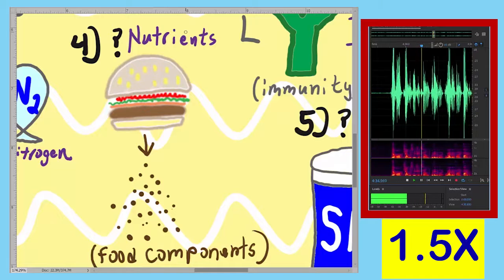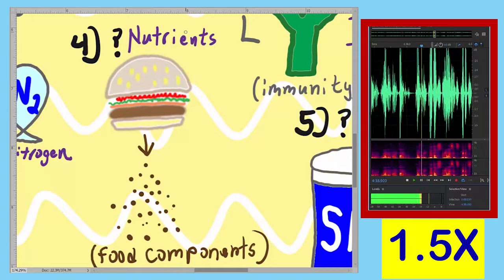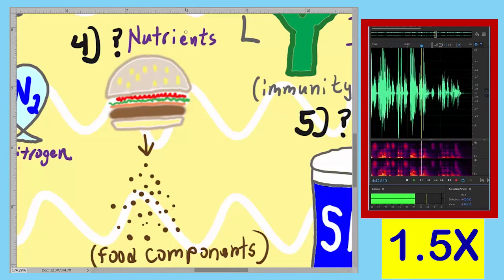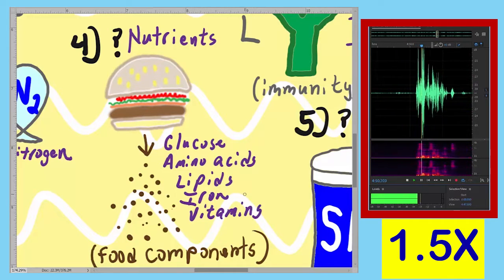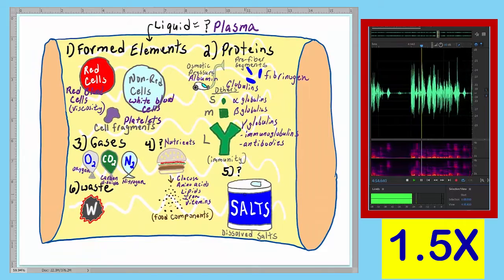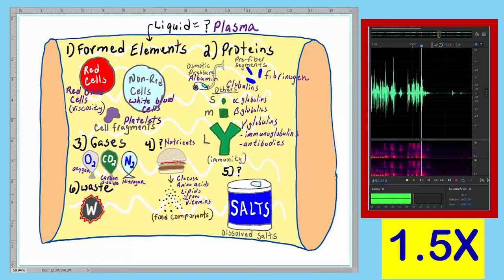There are countless nutrients found within the blood. We'll identify 5 of them. Those will be glucose, amino acids, lipids, iron, and vitamins. Let's indicate those here. And this is all that we'll say about nutrients. Our next component in the blood will be the dissolved salts. Let's discuss those.